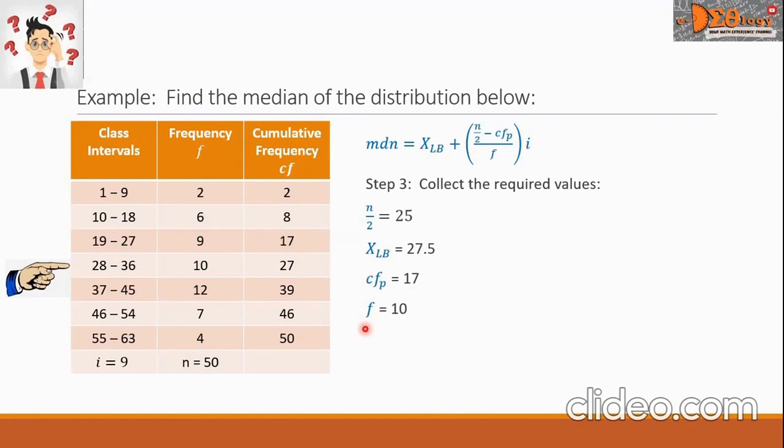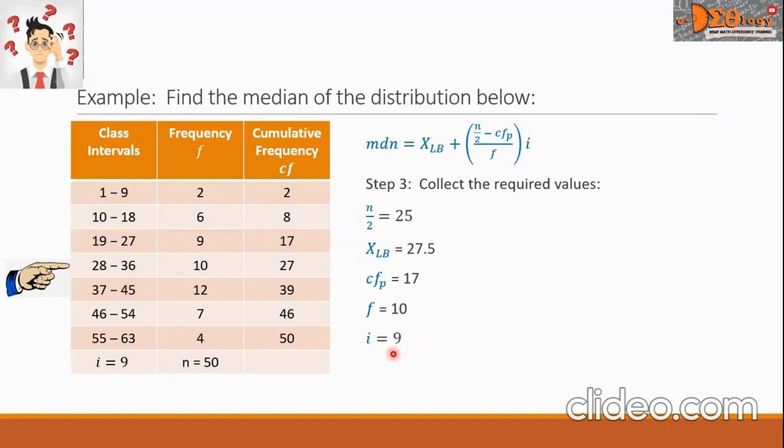F is the frequency of the median class. This is the median class, this is the F. So the value is 10. Class width is the 9 that we computed from the beginning. So we write it here.